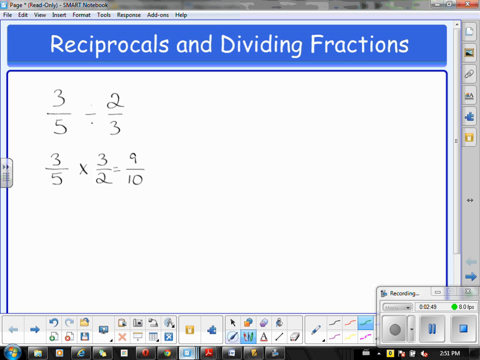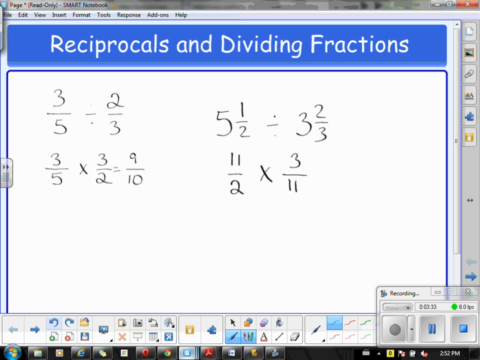Mixed numbers, same thing. If I have 5 1/2 and I want to divide that by 3 2/3, first thing we need to do, change them to improper fractions. 5 times 2 is 10, plus 1 is 11/2. Change the divide to multiply. 3 times 3 is 9, 9 plus 2 is 11/3, but we need to rewrite it as 3/11 because when you change the sign from divide to multiply, you need to write the reciprocal of the second fraction.